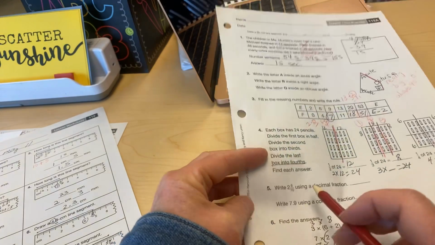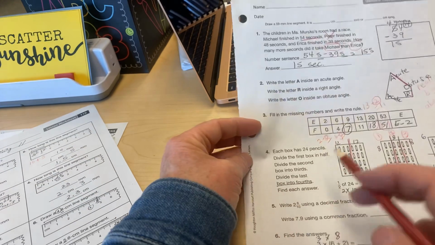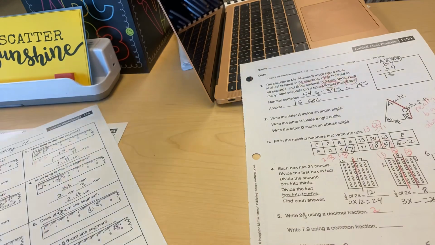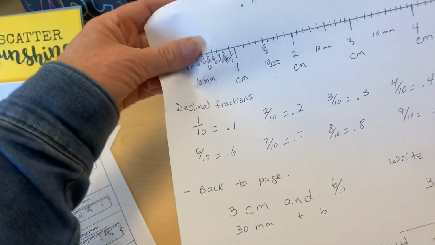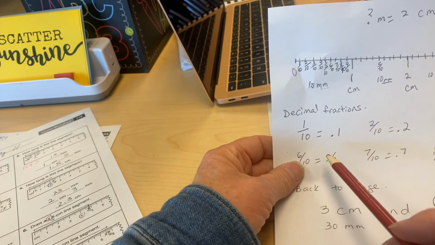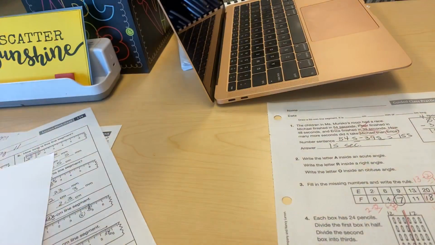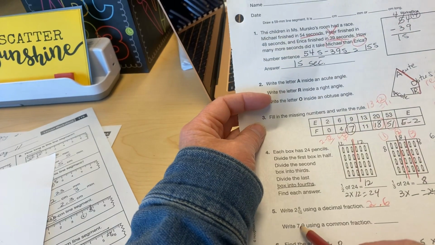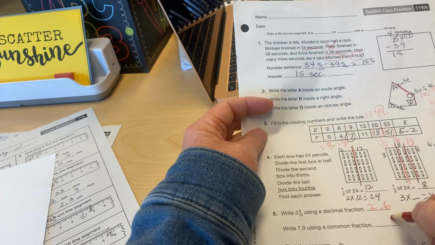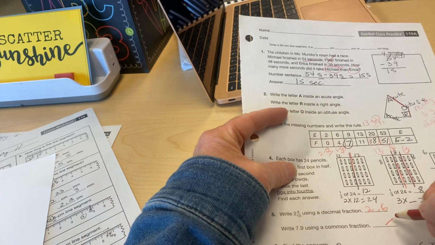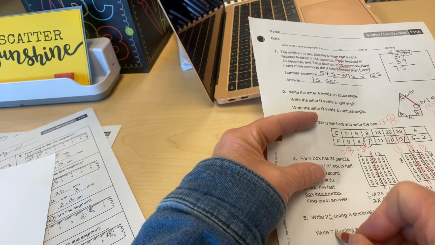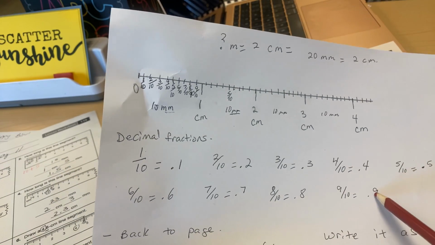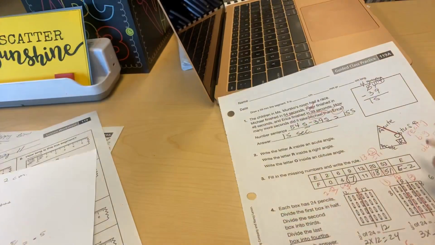Number 5, write 2 6/10 using a decimal fraction. So you'll do 2, and remember what I told you about 6/10? So we'll go back on our paper here. 6/10 is 0.6. So we'll write 2.6. Write 7.9 using a fraction. A fraction means it's broken, like a broken arm. So you write 7 and 9/10. We'll show you here. 0.9 equals 9/10.